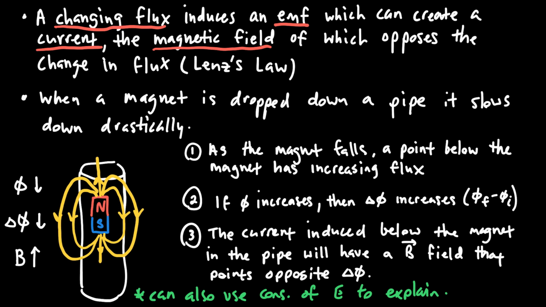And so what happens? Well, first, we know that as the magnet falls, the amount of flux below the magnet will be increasing as it approaches a particular point in the pipe. So for example, I'm going to point out this point right here. Maybe we're paying attention to a particular point on that pipe, and as the magnet approaches that point, the amount of flux in that part of the pipe is going to be increasing.